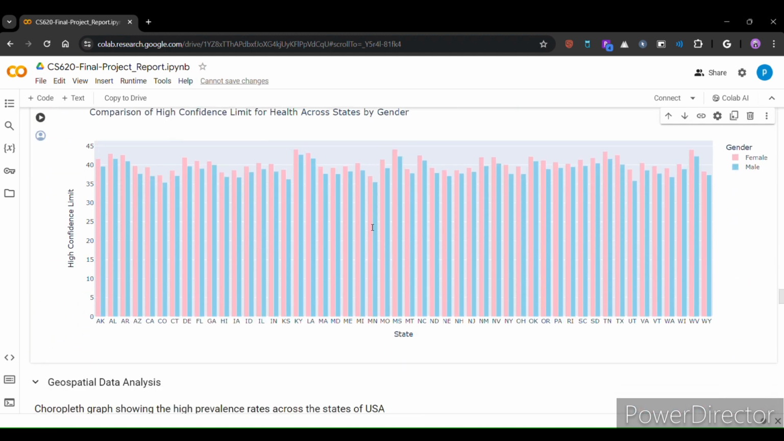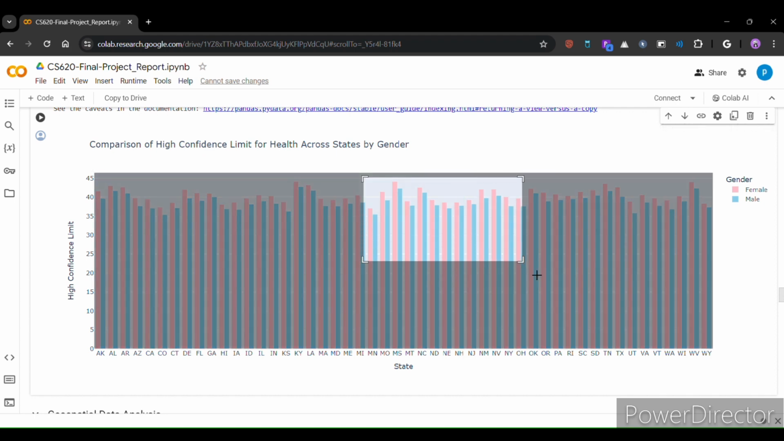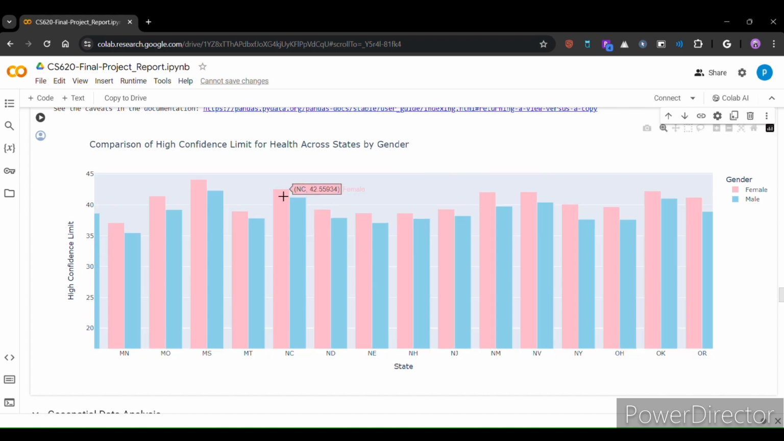As we can see, this is our bar graph. Pink represents female and blue represents male. So in every state we can see that the confidence level of female is higher than the male. If we take any particular state, it's clearly shown the confidence level of female is higher than the male.